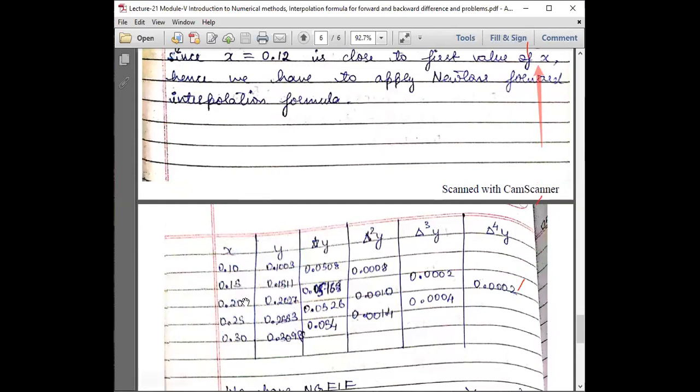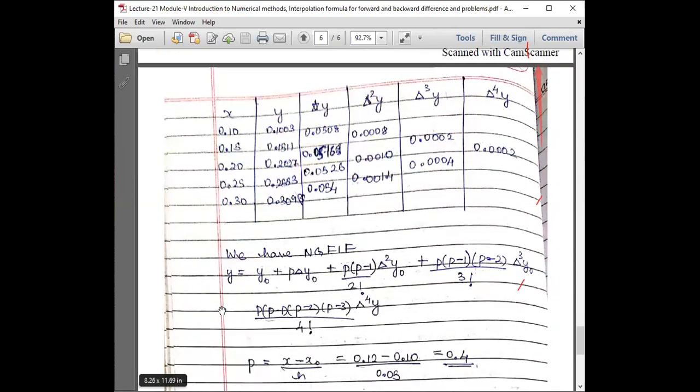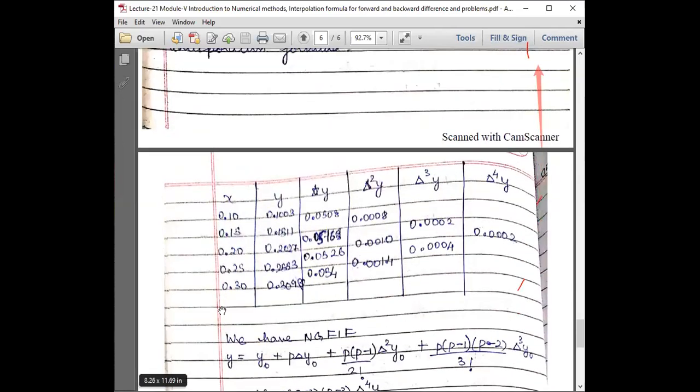Anybody? Hello? What is the value of h here? Anybody tell me what is the step value? 0.05, sir. Yeah, good, good.